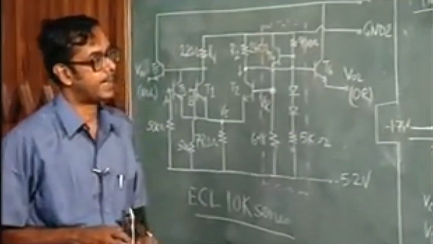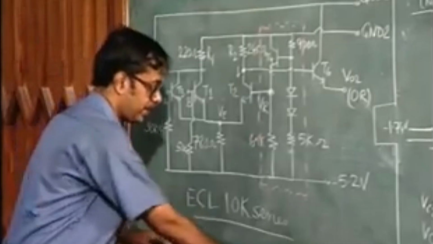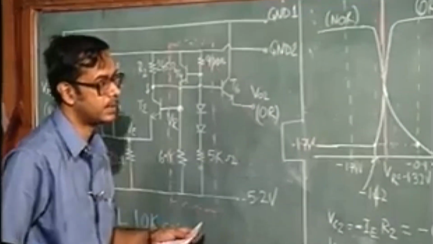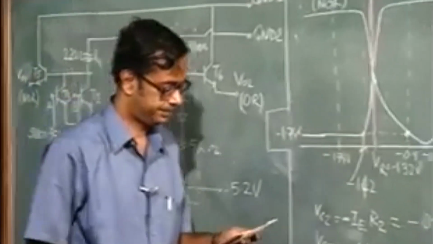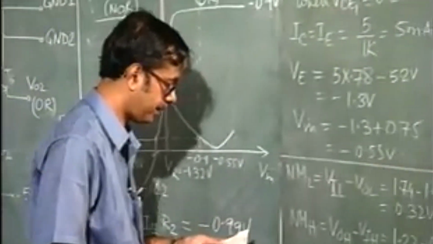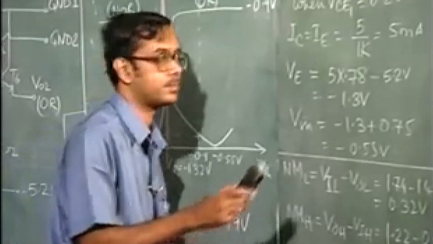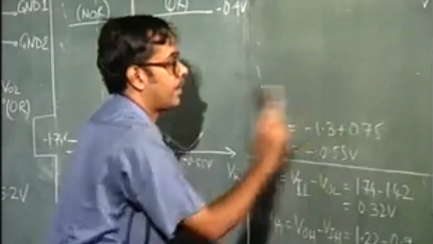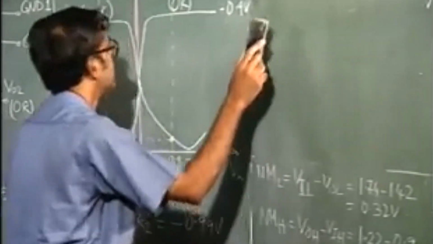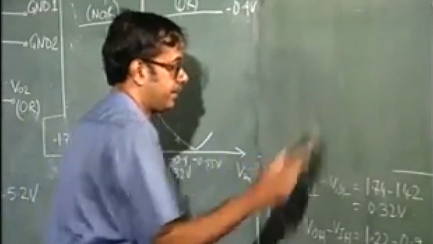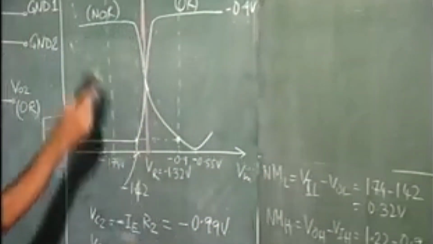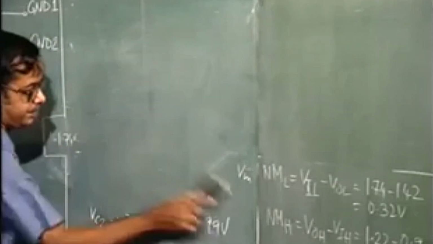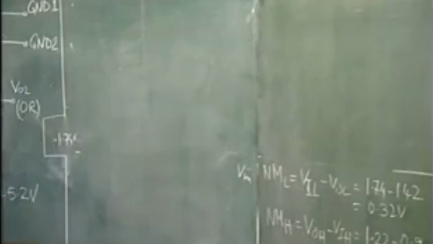So, we have made the calculations of noise margin from here. Then the next thing which we shall take up from this circuit is power dissipation.